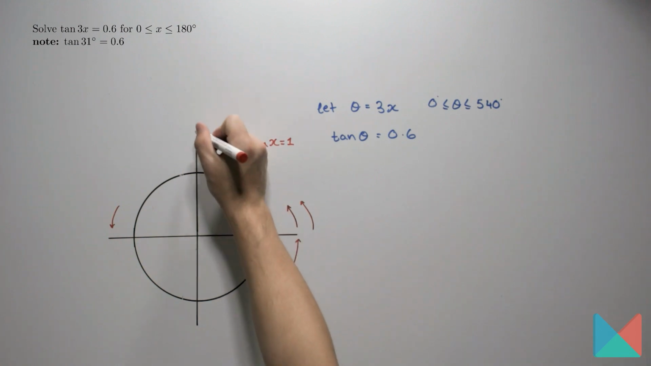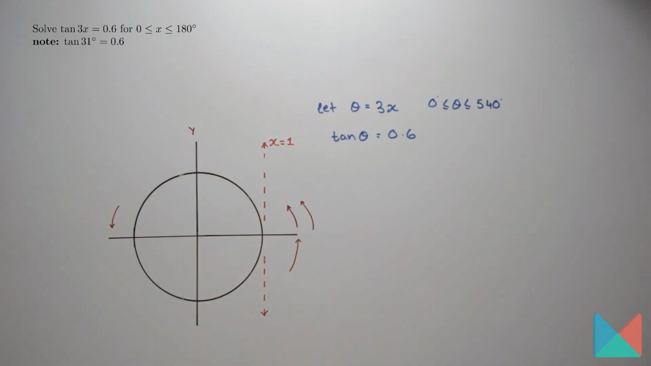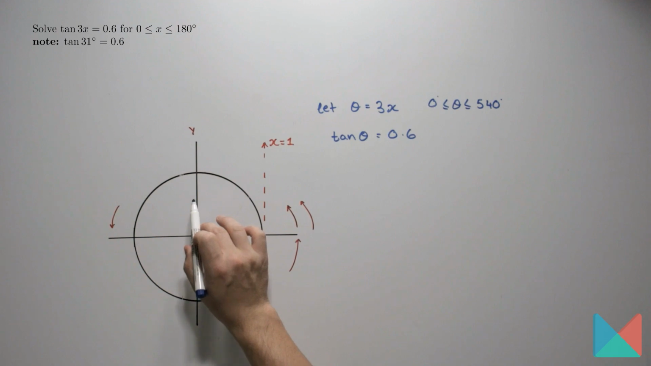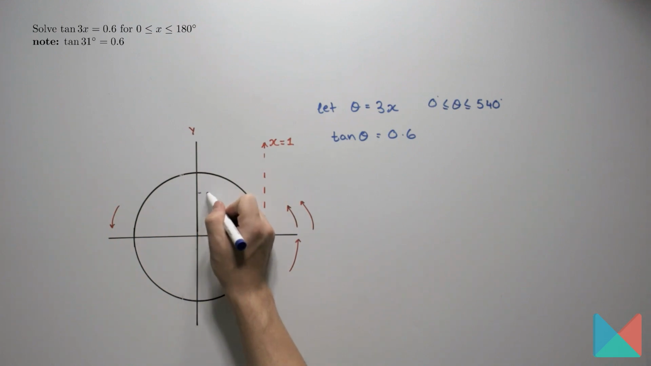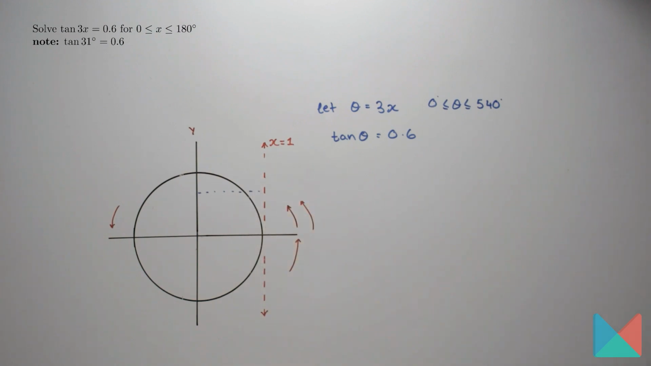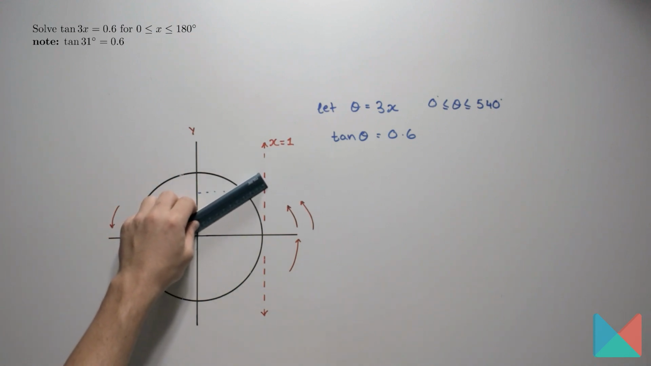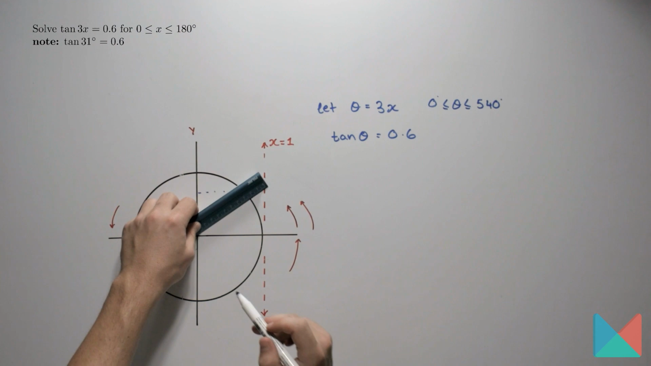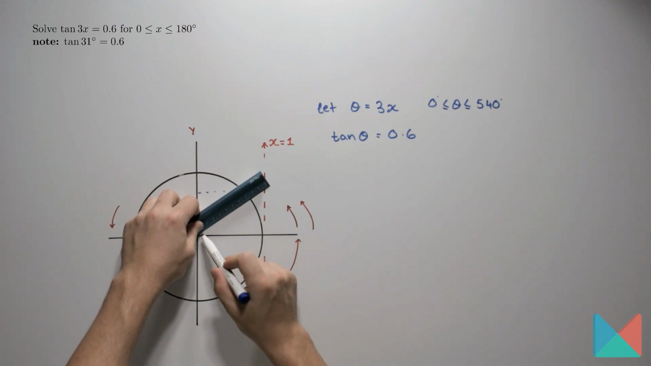And we know that tan is always read off the y-axis, and in this case it is equal to 0.6. So what we're going to do is find 0.6 on the y-axis, and that's going to be about over here. And we're going to extend this out to touch our x equals 1 line, where we can finally fill in our angles that correspond to this equation tan of theta equals 0.6. So we're going to have two angles by extending our line to touch this coordinate.